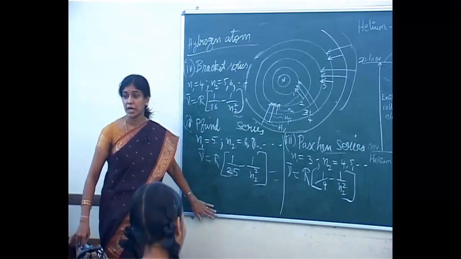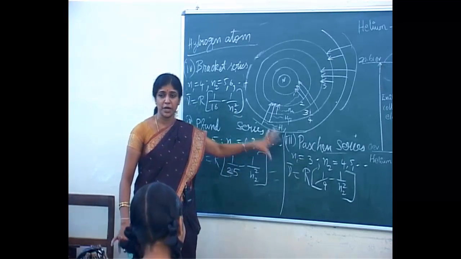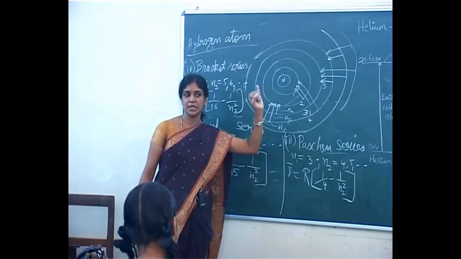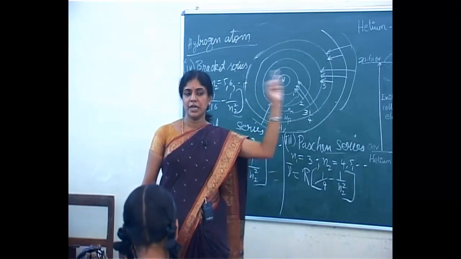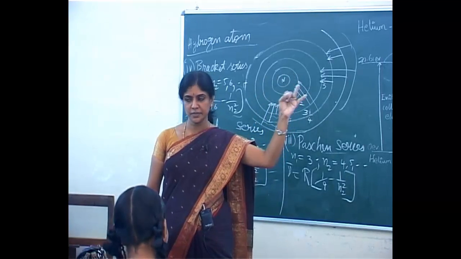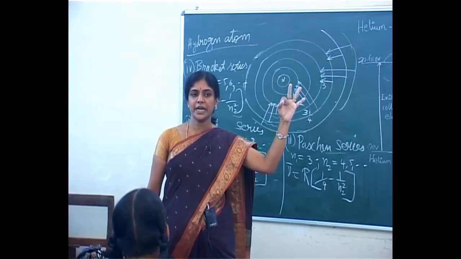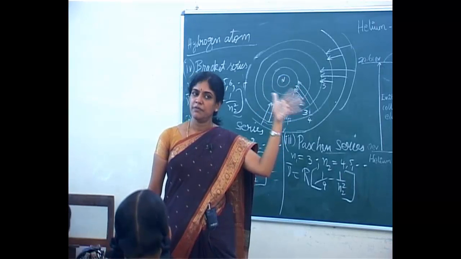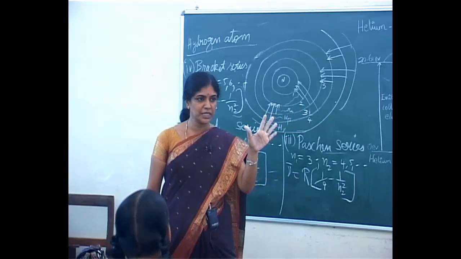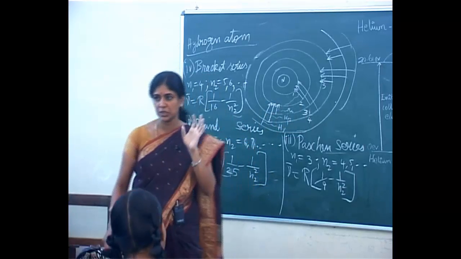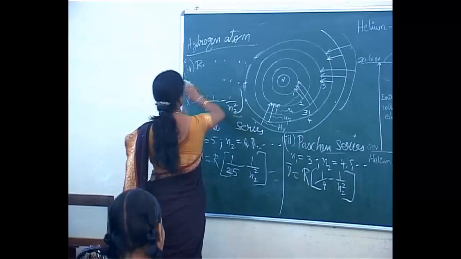ஒவ்வொன்றுத்துக்கும் ஒரு பேர் கொடுத்திருக்காங்க. இந்த சீரிஸ் எந்த ரீஜன்ல விசிபிள் என்றதும் எழுதணும். First one, Lyman series, which region? UV region. Next one Balmer, Paschen, infrared region. Brackett series, Pfund series. So it will be easy for you. Clear? So important 5-mark question and easy to write also. Take down.